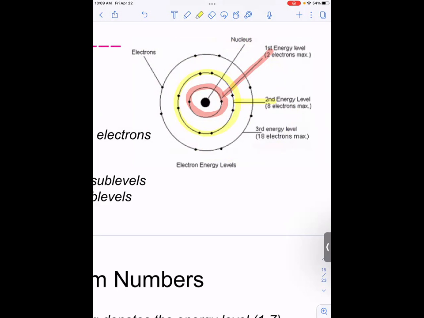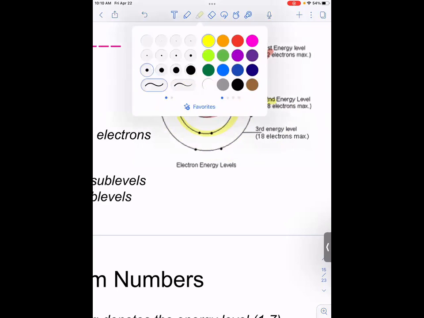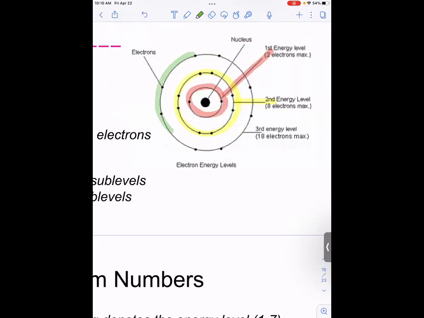And in the third energy level, let me pick a different color. In that third energy level, which is right here, that's my third, so that's 3s, 3p, and 3d, right? So D can hold 10, P can hold 6, and S can hold 2. So you got a total of 18 electrons that can be there. 8 electrons in the second, and 2 electrons in the first.